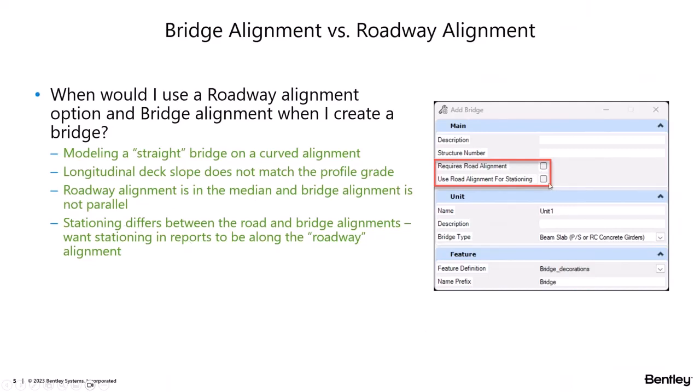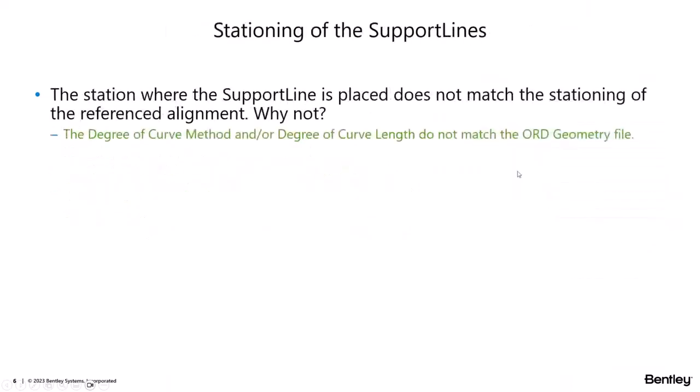Or this is also handy when the stationing differs between the road and bridge alignment. You might want all your reports to give you the stationing along the roadway alignment, which would be the second toggle here. But you're really laying the bridge out along the bridge alignment. Just remember, the bridge alignment is the one that has to have the profile grade on it. It has to have an active profile. We're only using the roadway alignment potentially for stationing purposes there.